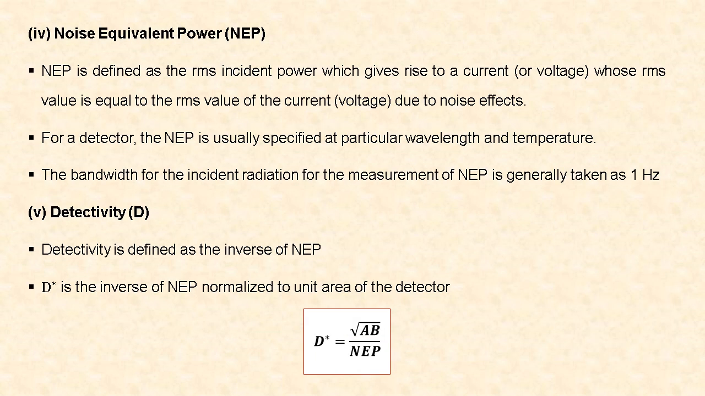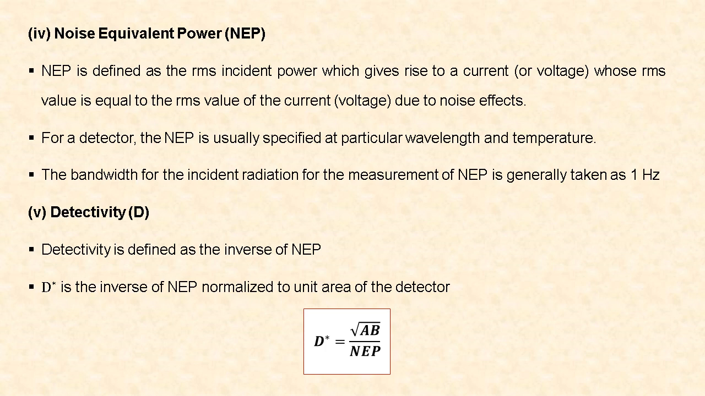Next performance parameter is noise equivalent power. It is the incident RMS optical power required to produce a signal to noise ratio of 1 in a 1 Hz bandwidth. That is the minimum detectable light power.